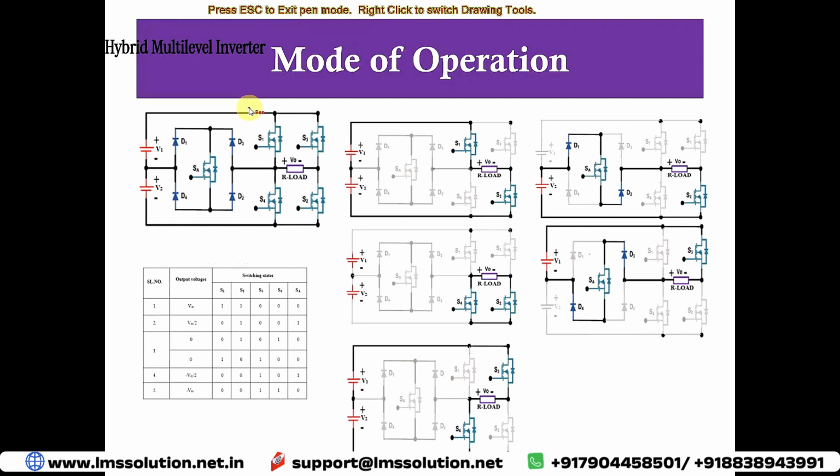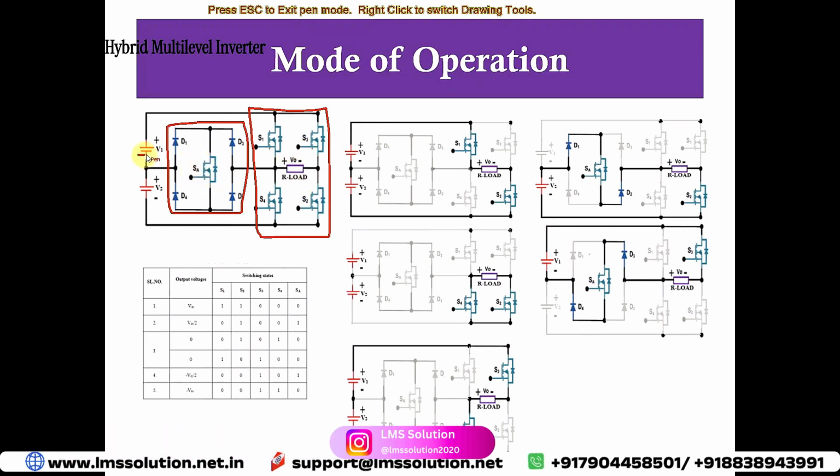It consists of a single half-bridge switch with a single bidirectional switch, and has two voltage sources. By using this topology, we can generate a five-level output. This is the switching table for the different levels.